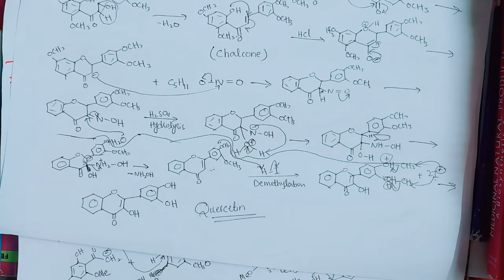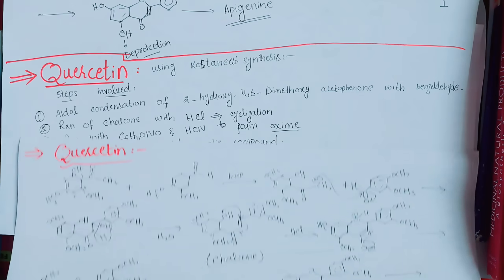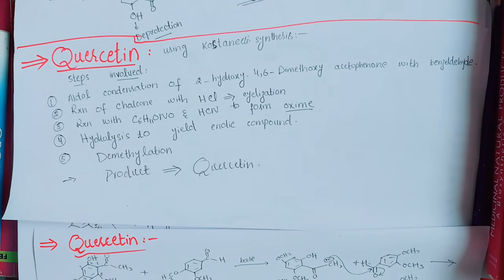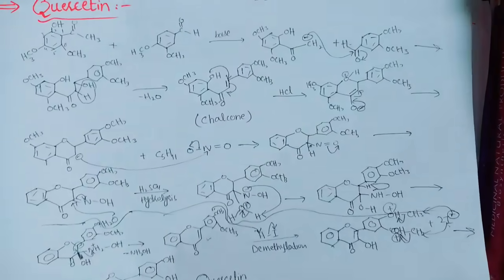So these were the mechanisms for the synthesis of apigenin and quercetin, and in my next video I will discuss more derivatives of flavones or flavonoids.